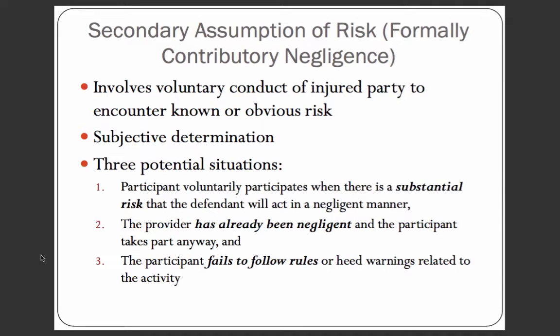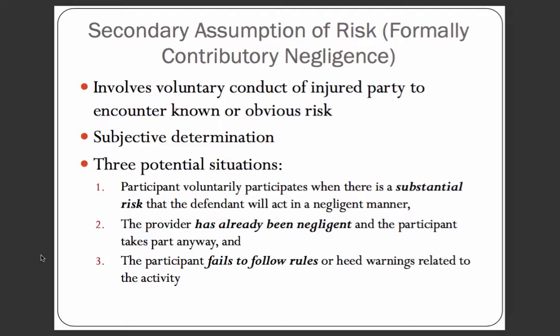Okay, now we move from primary assumption of the risk to secondary assumption of the risk, and that was called contributory negligence. So this is a situation where the injured party encountered a known or obvious risk, and they still chose to move forward in engaging with that risk. So this is more subjective. You look at whether or not they understood that they encountered this, and that they still moved forward.